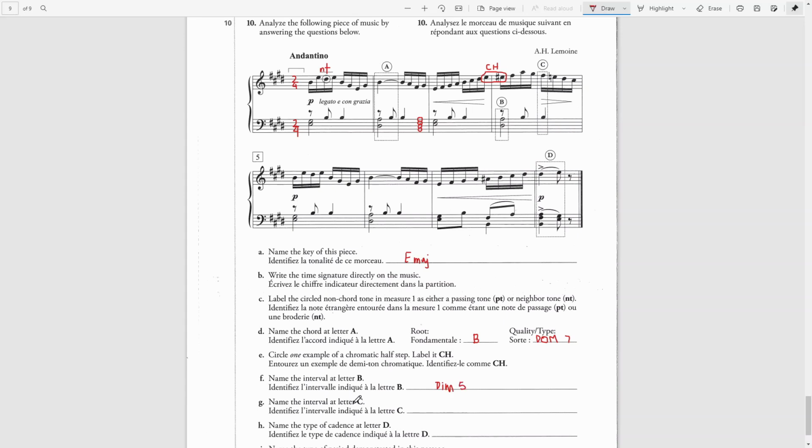Name the interval at letter C. At letter C, we have a compound interval from this B note to F sharp. I can solve it first as a simple interval. If I bring this B up an octave, from B to F sharp will be a perfect fifth. As a compound interval, this is a perfect 12th.